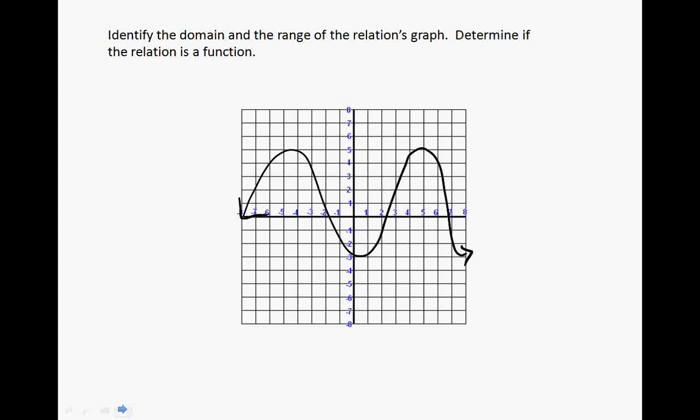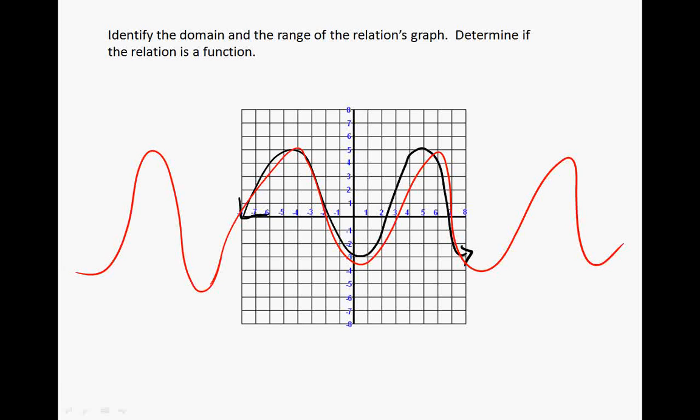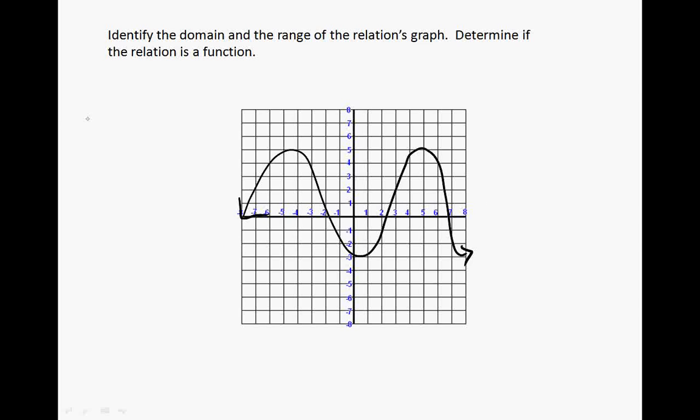Okay, I want you to try. This graph, I want you to identify the domain and the range, and I want you to determine if it is or is not a function. Press pause and try and work it on your own. Okay, so first of all, it's really easy to determine if something is a function or not if you give it in a graph. This particular graph isn't drawn very pretty, but it continues in this pattern on and on and on. So this is a function.